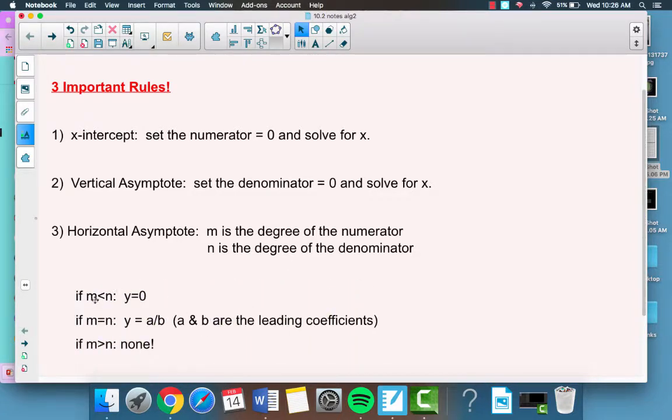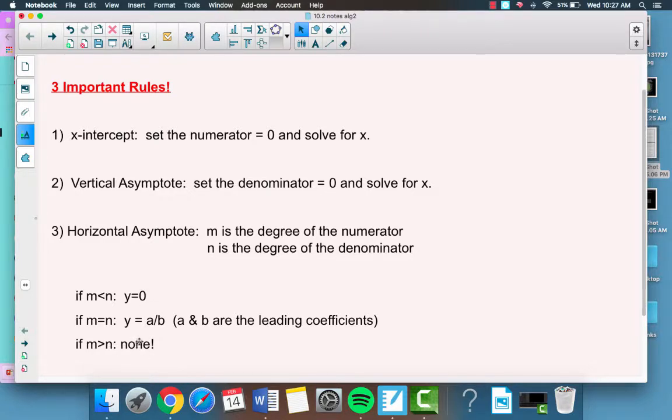The first is, if the degree of the top is less than the degree of the bottom, then y equals 0. Okay, if the degrees are equal, so maybe the top degree is 5 and the bottom degree is 5, then you're going to have y equals a fraction, and that fraction is one coefficient over the other, so the leading coefficient, so a over b. Okay, and then if the top degree is greater than the bottom degree, there are no horizontal asymptotes.